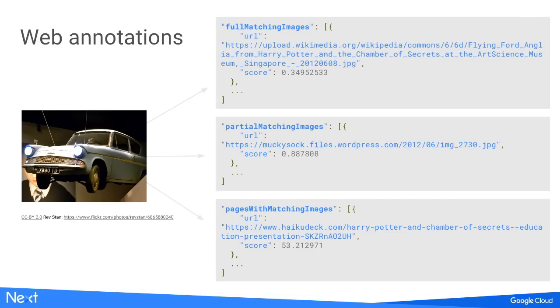Even more data that it returns. It tells you the full matching image URLs. Where else does this image exist on the internet? Partial matching images. And then finally, all the pages that point to this image. It's really useful information you get back with web annotations.